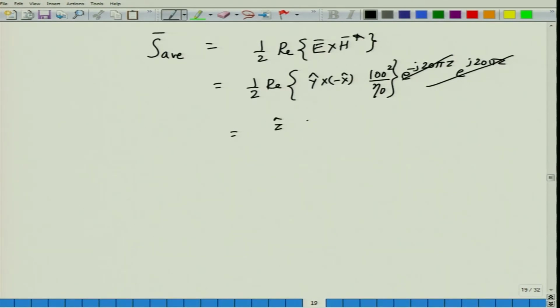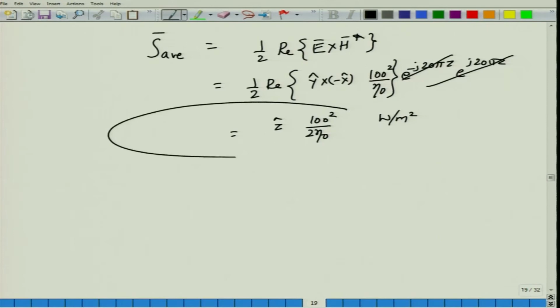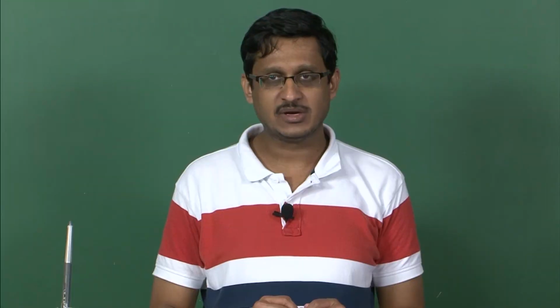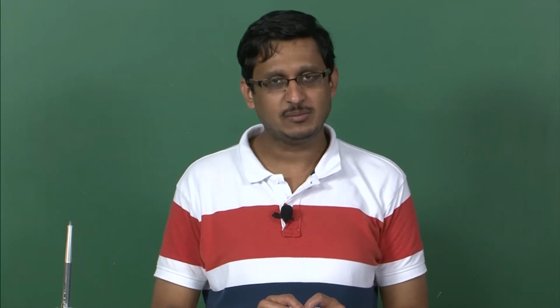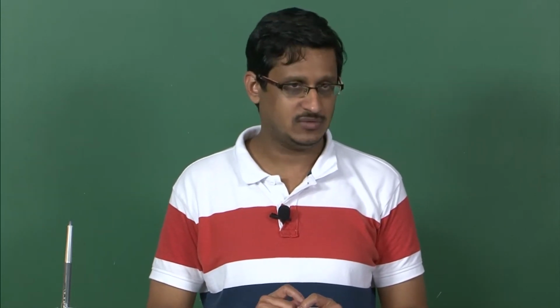So this would be z hat 100 square divided by 2 eta naught watts per meter square. This is the time average Poynting vector, and when you integrate it over the closed surface, it will give you the total power. So this completes our discussion of Poynting vectors. In case of the power calculation, you just have to follow the equations that are given here. We will have a little bit more to say about this in the case study that we will consider.